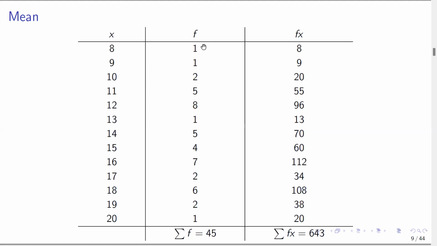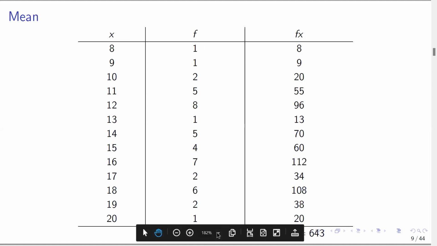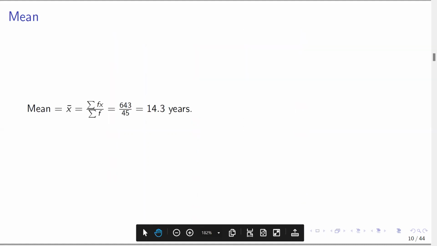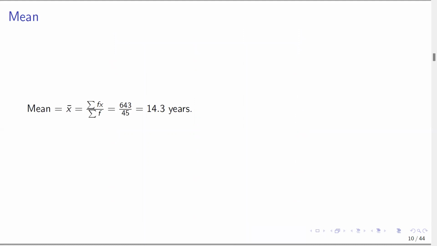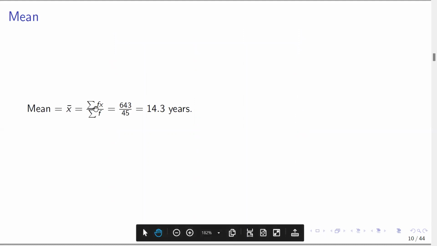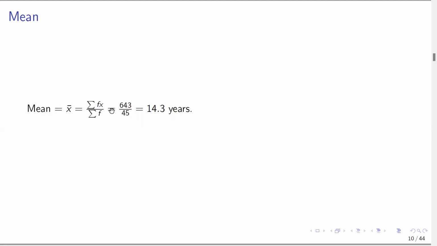So when you sum our frequencies, we have 45. As said earlier, we are dealing with 45 students, so we expect the sum of our frequency to be 45. Then when we sum our f times x, we have 643. So to find the mean in the case of an ungrouped frequency table, your mean is simply the summation of your fx column divided by the summation of your f column, and that is equal to 643 over 45 in this case. So on the average, the ages of the students we have just considered is 14.3 years.